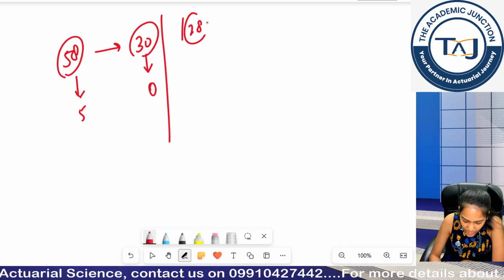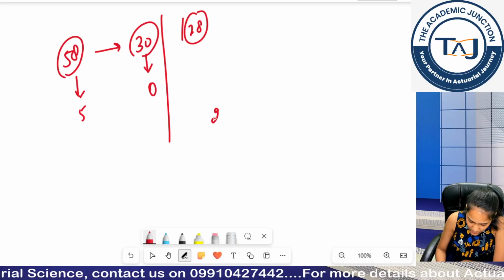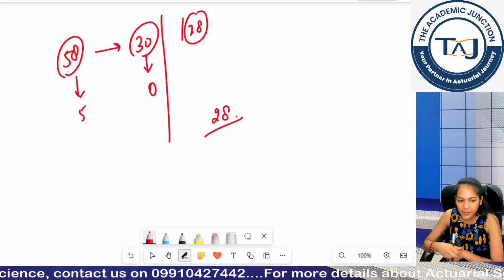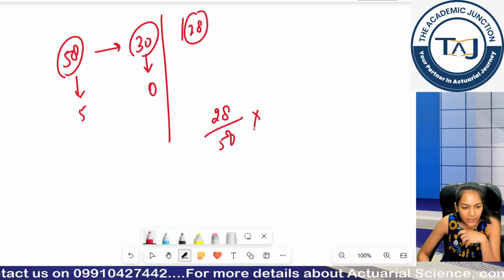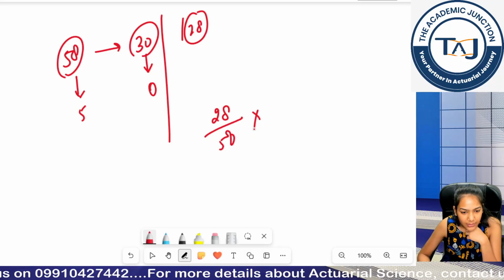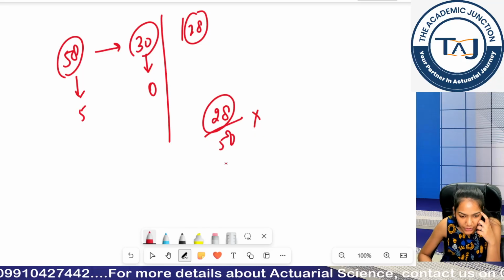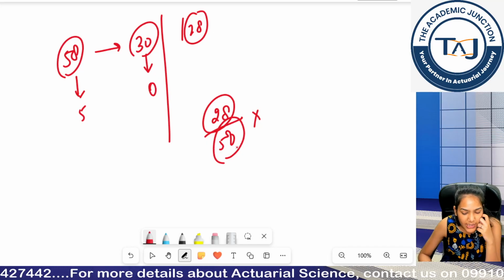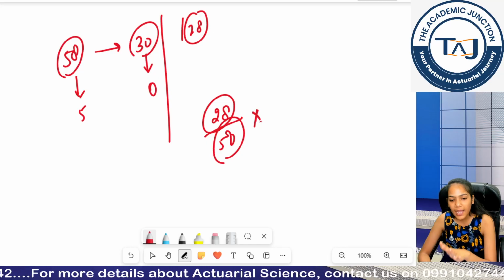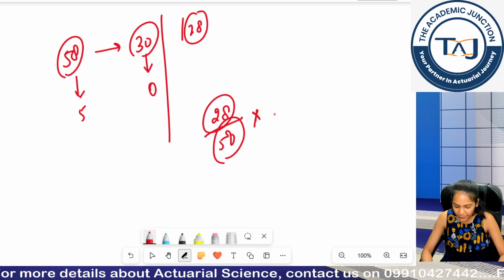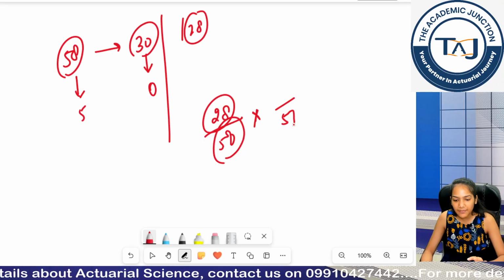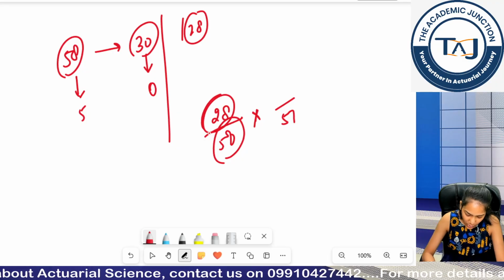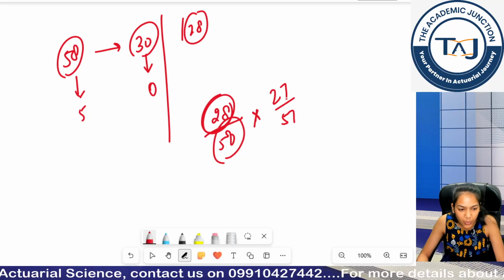So, how many people do not have the qualification? 28. So, the probability of choosing a first person who does not qualify will be 28 by 58. Total number of people not having the qualification divided by total number of people. Now, I have already chosen that person. I am left with 57 people, and I have to select someone who does not have the qualification. So, 27 are left without qualification.